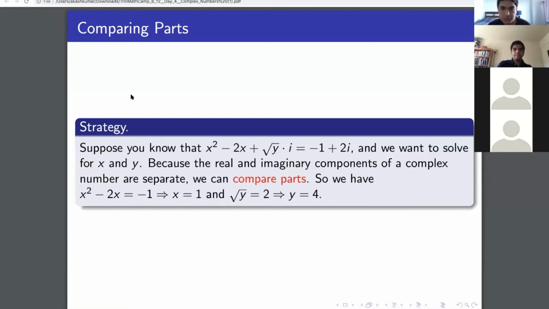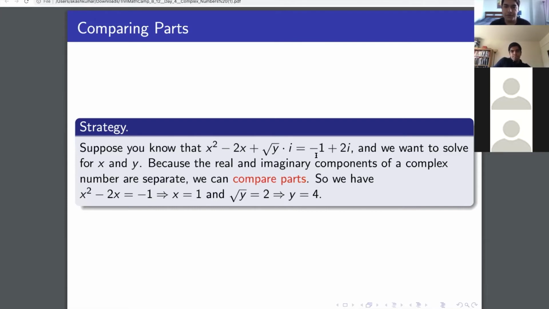So we're just going to look at an example problem. So if you have x squared minus 2x, so that should be a real part, plus root y times i, so root y is your imaginary part, and then you know that equals -1 plus 2i, and you want to solve for x and y.